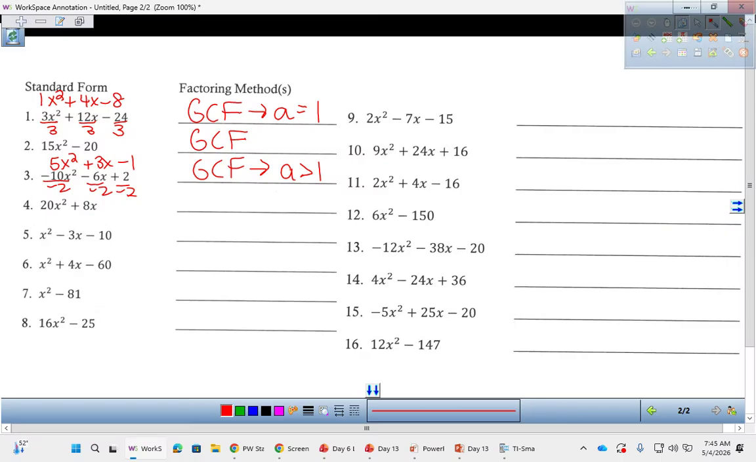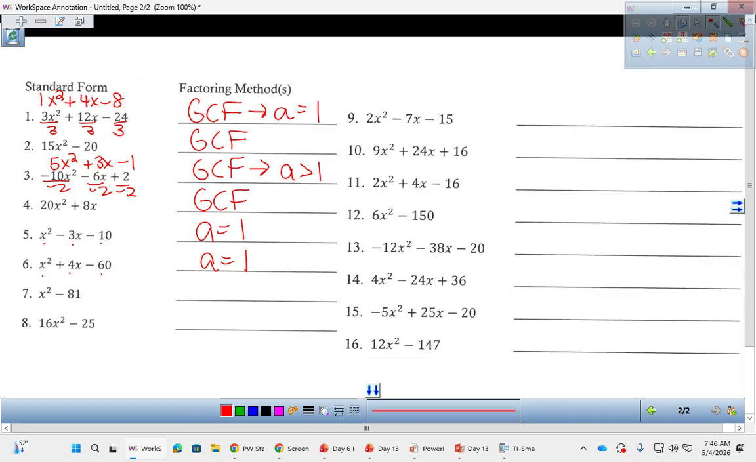Number 4 is a binomial, so it could only be GCF. They're both even, so there's at least a GCF of 2. All right, what about number 5? What does A equal? 1, right? That first term is 1. It's a trinomial. A equals 1. 3 terms. First term is x squared. No number in front. What about number 7?